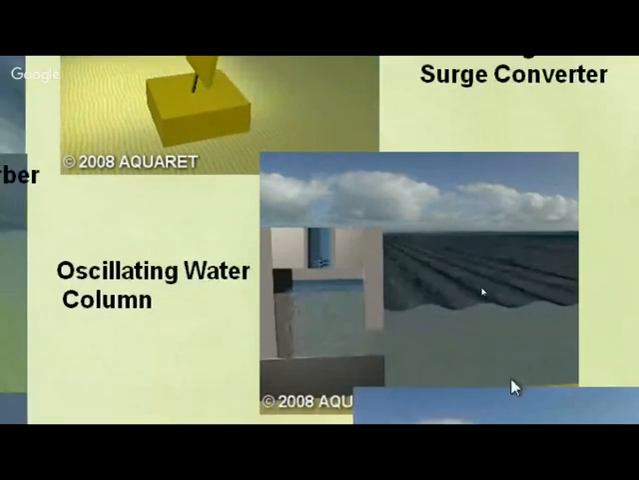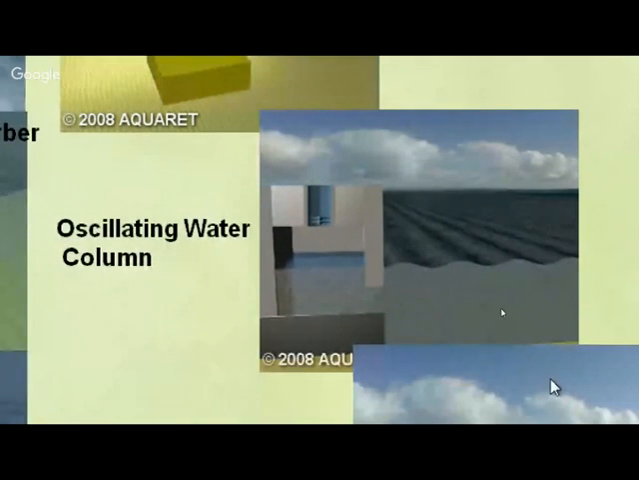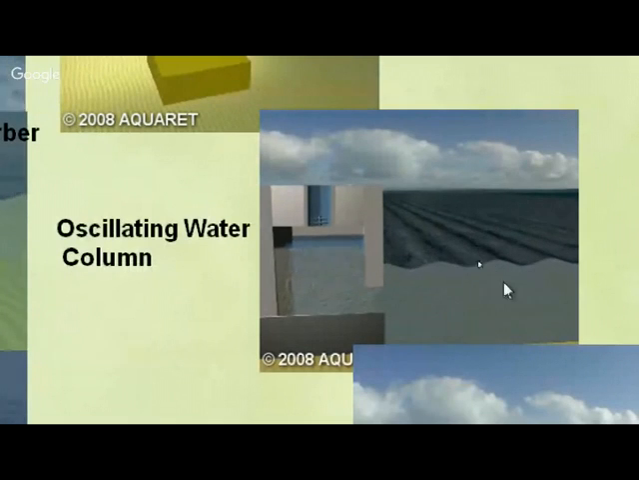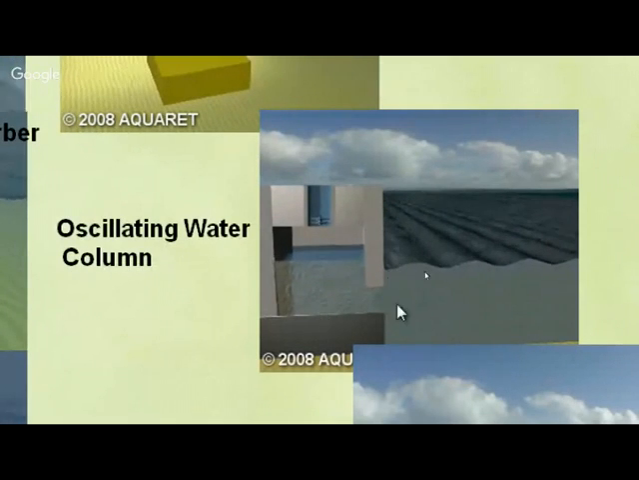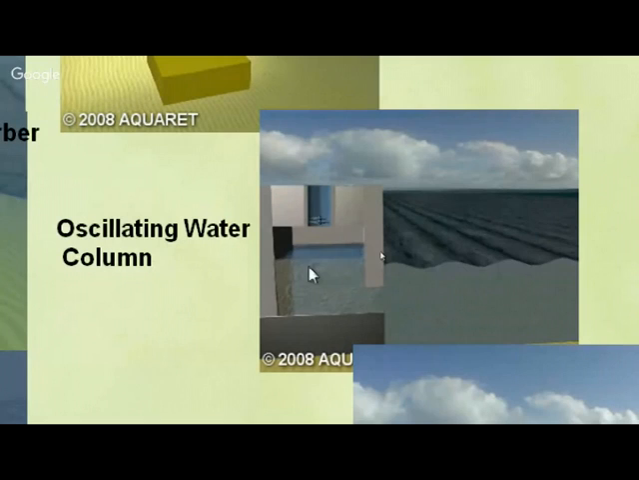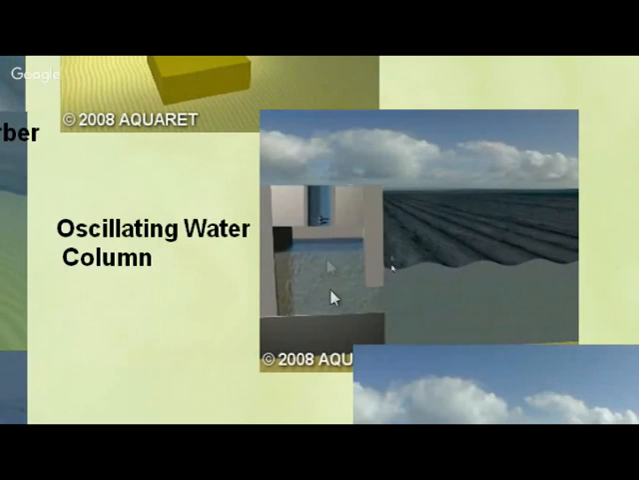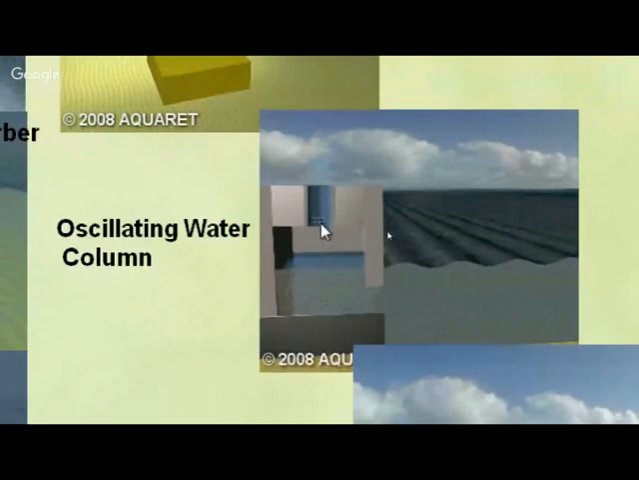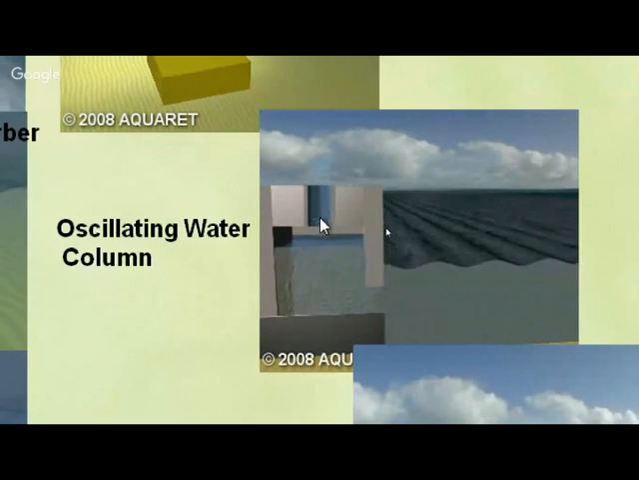Another is oscillating water column. So in this oscillating water column में आप देखते समय जो पानी है, it will enter from this duct here and it moves up the column. When it moves up the column, the turbine here rotates, and that can be used for generating electricity.